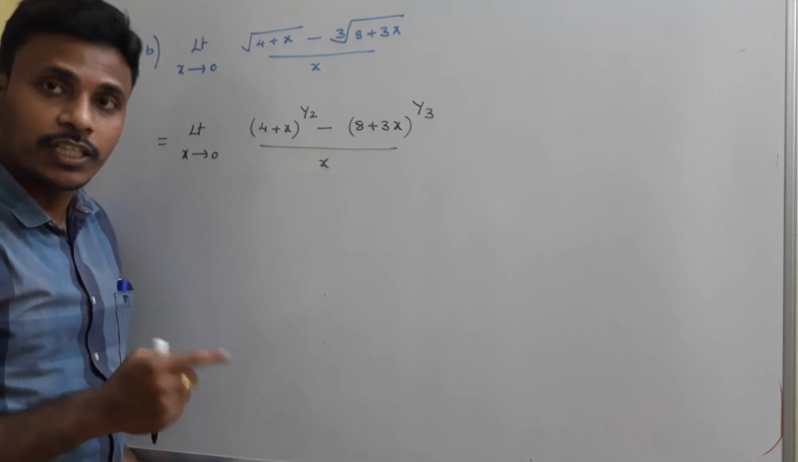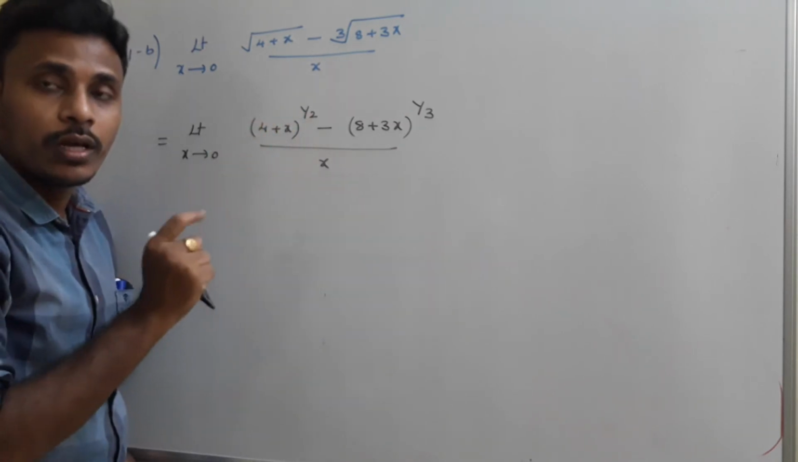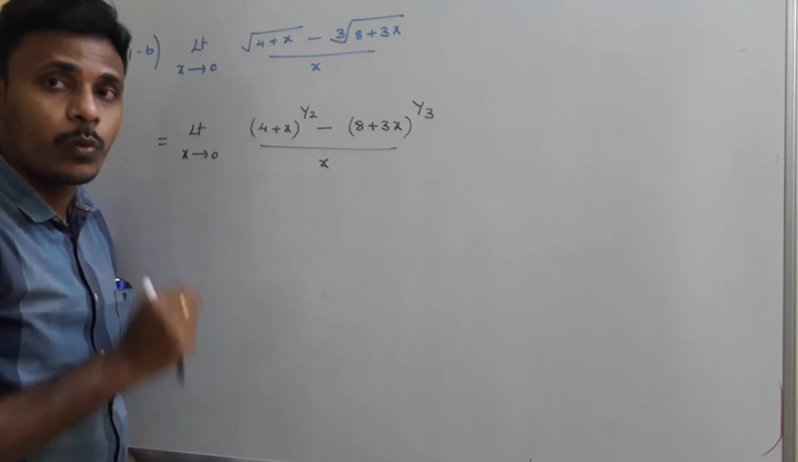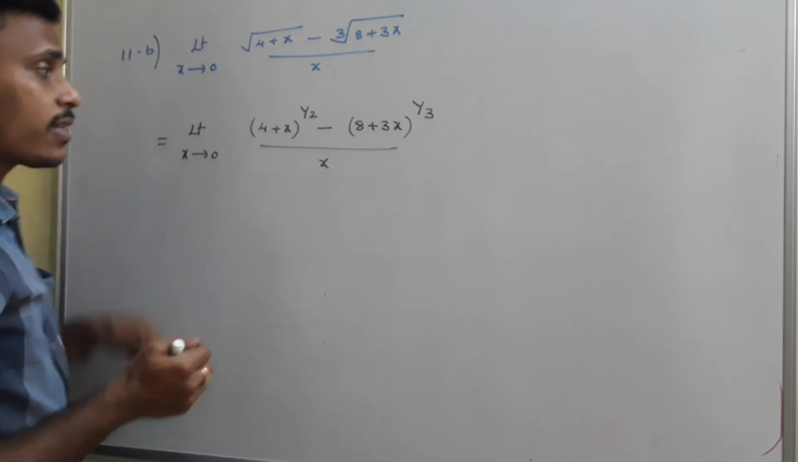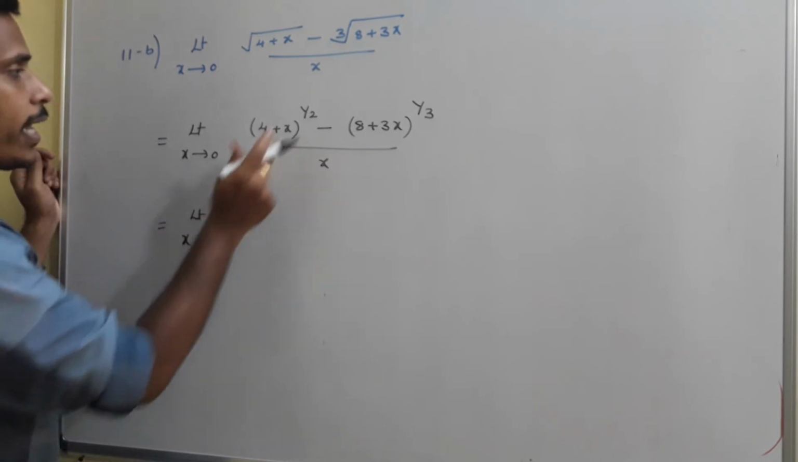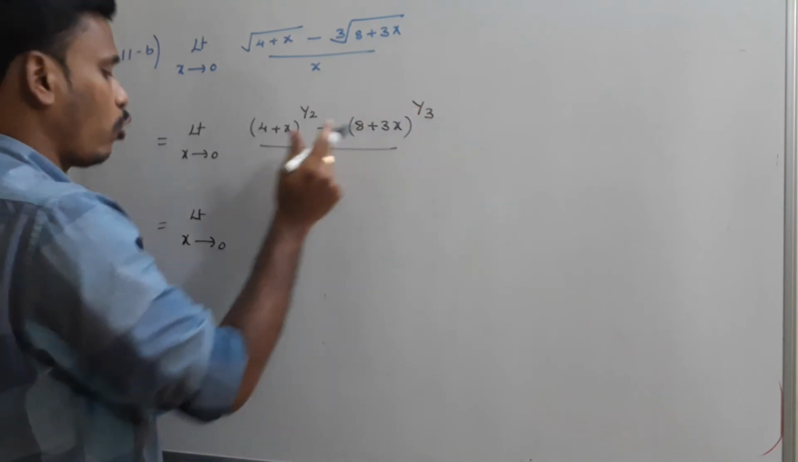8 power 1 by 3 is 2. 4 power 1 by 2 is also 2. In the previous problem for 11a, I just added 1 and subtracted 1. But here I subtract 2 and then add 2. Why? Because it depends on this square root of 4 and the cube root of 8.